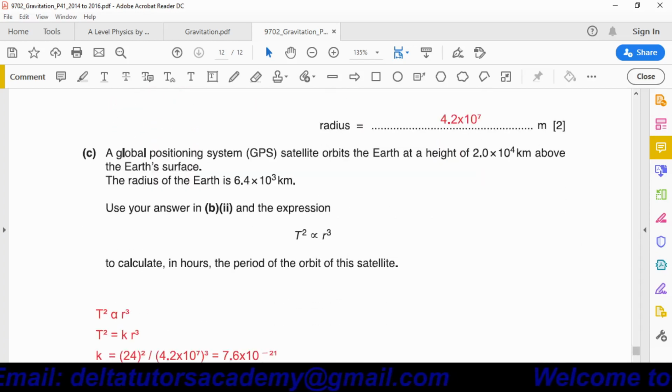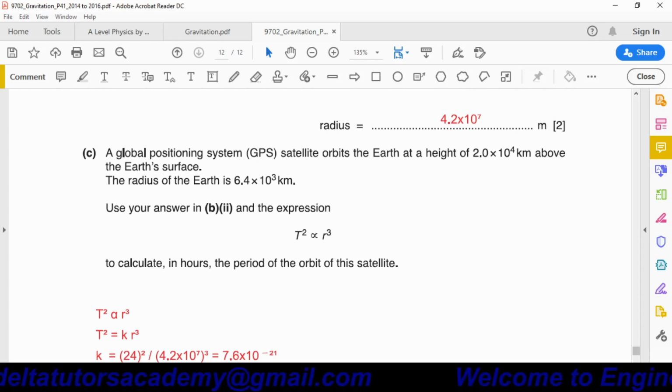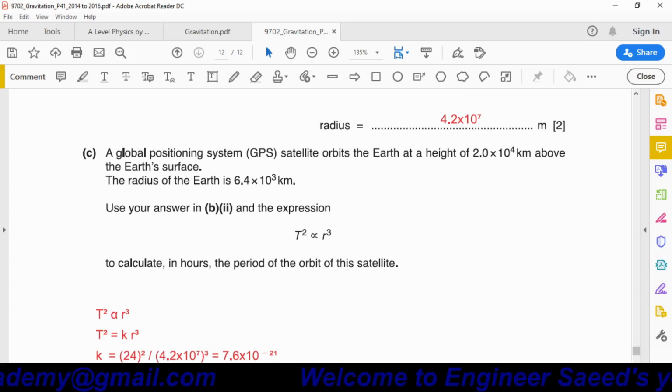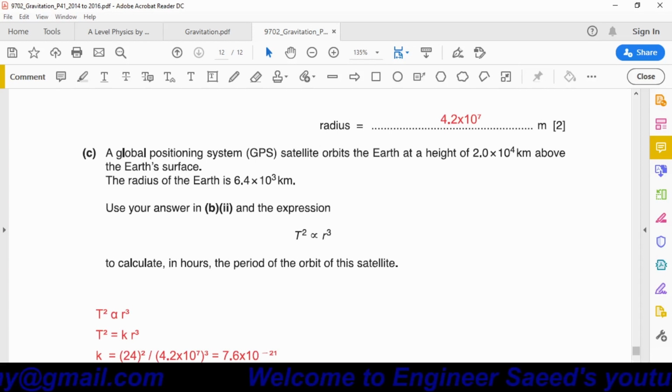This is the answer. A global positioning system GPS satellite orbits the Earth at a height of 2 into 10 power 4 km above the Earth's surface. The radius of the Earth is 6.4 into 10 power 3 km. Use your answer in B 2 and the expression t square is proportional to r cube to calculate in hours the period of the orbit of the satellite.